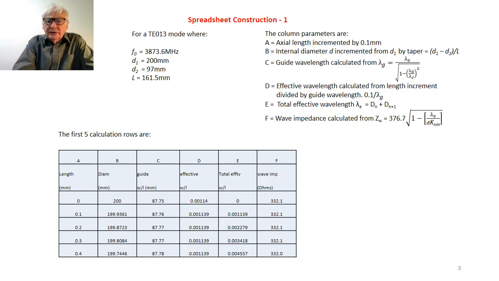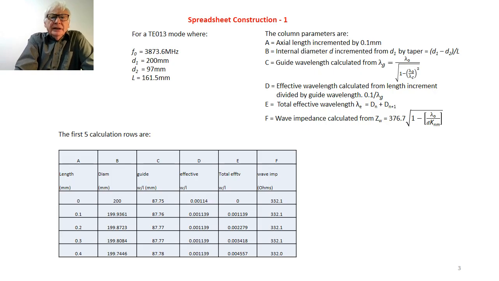So now we'll look at the detail of the actual spreadsheet that we use for this design. So we've said what the initial parameters are for frequency, diameters and length, and we'll apply it in the spreadsheet that we've shown on the slide for the first 5 rows of calculation. We look at the column parameters.